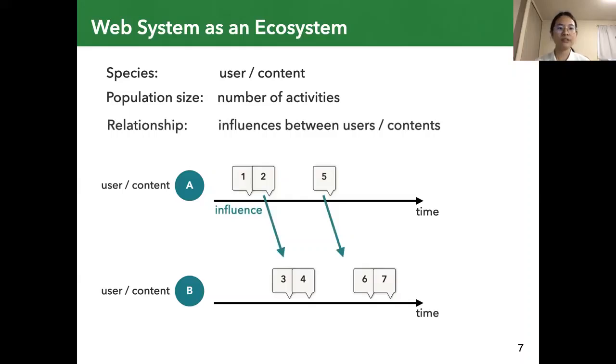Third, we consider that the influential nodes have an influence to trigger other nodes' activity. So we link 2 nodes based on the influence between them. For example, node A has an influence on node B because node B usually gets activities after node A gets activities. This is how we define web system as an ecosystem.